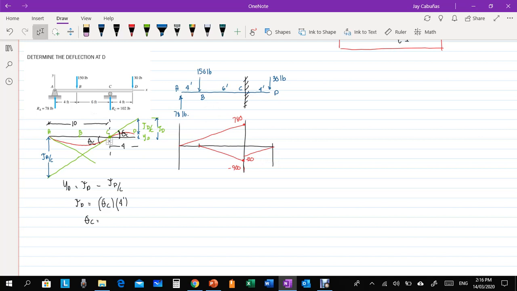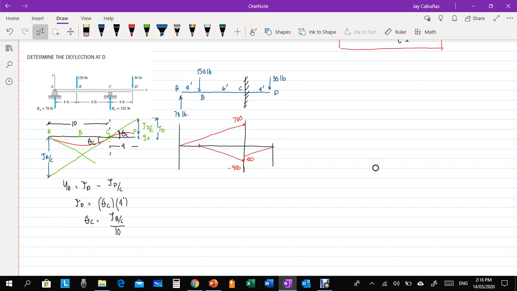Again, they intersect at that point. So theta C here can be obtained by computing the deviation of A relative to tangent line of C. This one, this angle. That is just equal to the deviation of A relative to C divided by 10. Okay, so once we have theta C, then we can now compute the deviation of D.